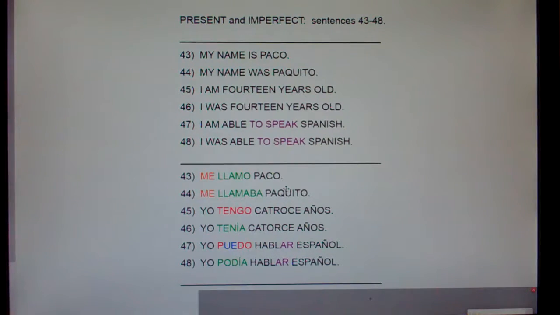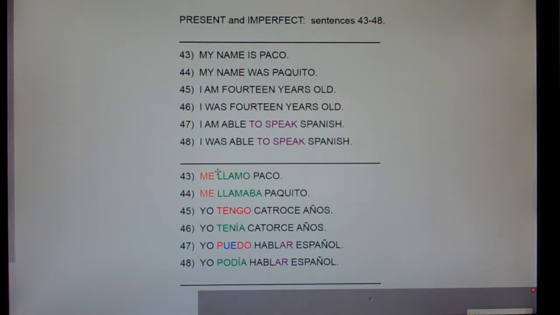All right, let's look at the first one. Literally, I call myself Paco. Straightforward, that's easy stuff. Now here's a tip for you. When you want to write a verb in the imperfect, in the past tense with aba, ia, here's what I'd suggest you do. Go back to the infinitive first. Me llamo Paco is my name is Paco. It comes from the verb llamar.